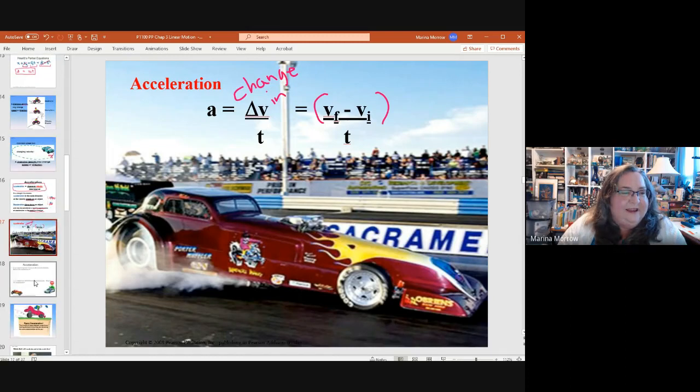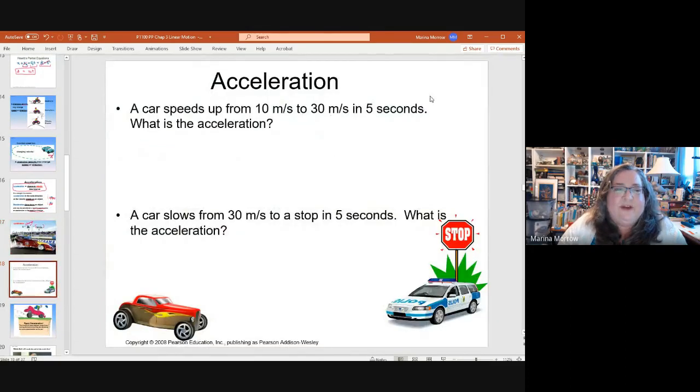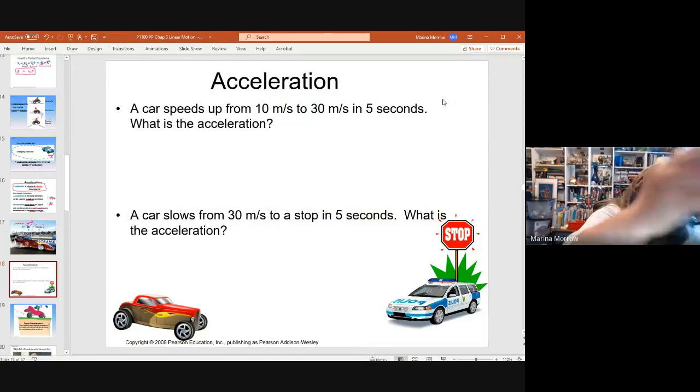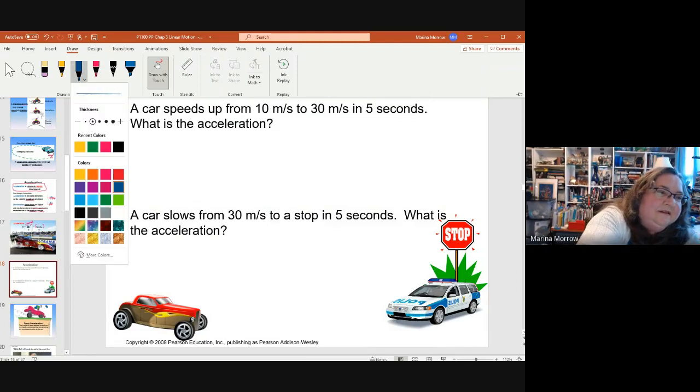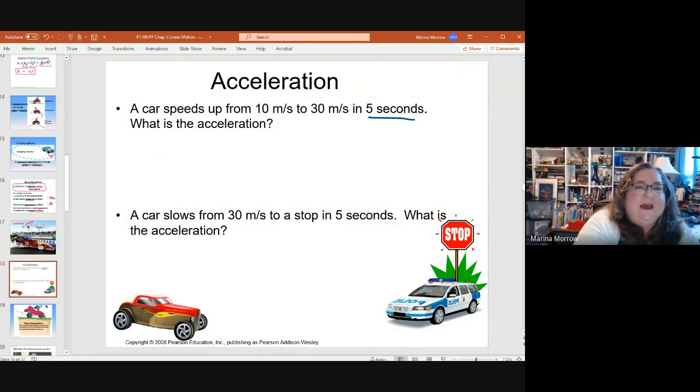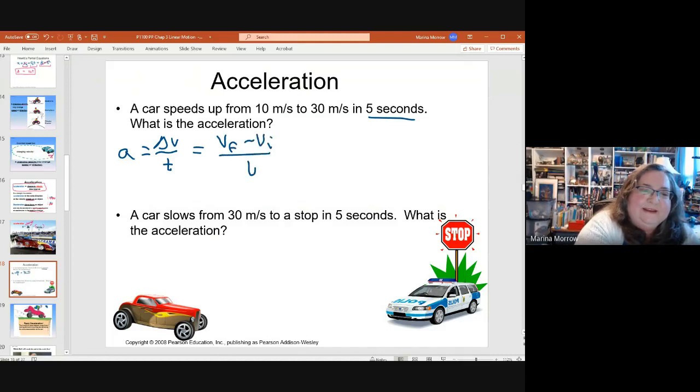All right, so let's calculate some accelerations. So here we've got a car that's speeding up from 10 meters per second to 30 meters per second, and it's doing that in 5 seconds. Okay, so this is an acceleration, right? It's speeding up. So we're going to figure out our acceleration, the change in the velocity divided by the time. And so that's going to be V final minus V initial divided by the time.